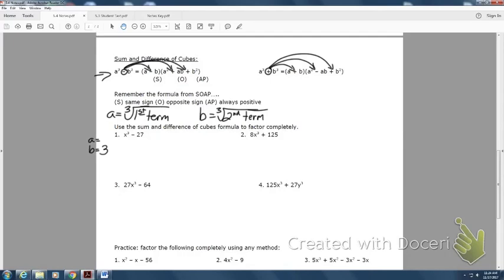What is the cube root of x cubed? What's the square root of x squared? X. So what is the cube root of x cubed? X. Thank you. So, since this is a subtraction problem, usually I will go in and put my signs in. So it's going to be same. I'll have a binomial first, and then I'm going to have a trinomial. So same, opposite, always positive.